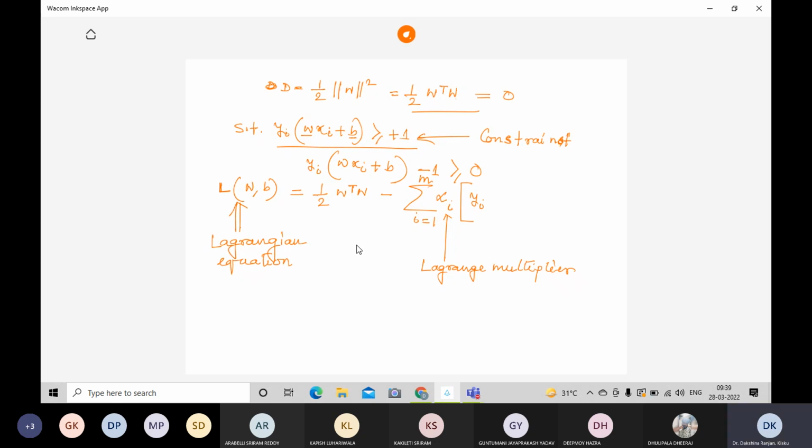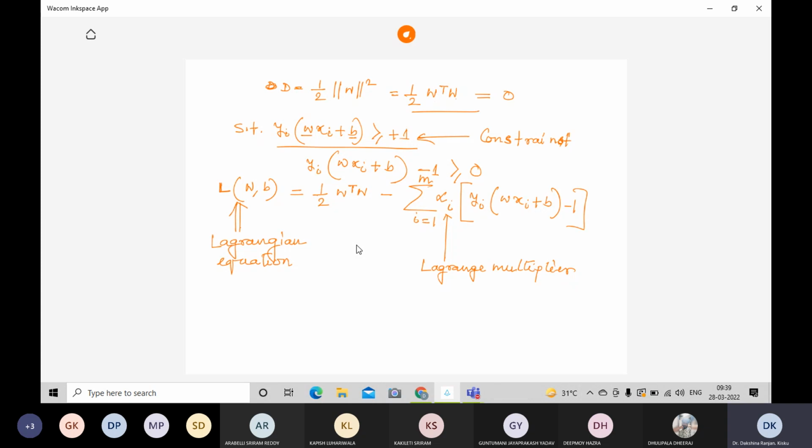So after considering these constants, we can write summation over alpha i, where this alpha is the Lagrange multiplier, into yi (w xi plus b) minus 1. Okay, so this is the Lagrangian equation. This Lagrangian equation will be used to optimize W and B.